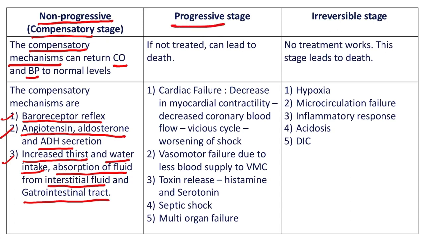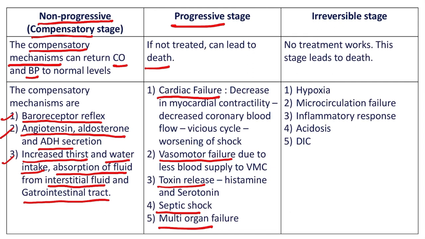Then the next stage is progressive stage. In this stage, if the patient is not treated on time, it can also lead to death. So that's why it is called progressive stage. Here the basic mechanisms are cardiac failure, vasomotor failure, toxin release, that is toxemia, then septic shock and multi-organ failure.